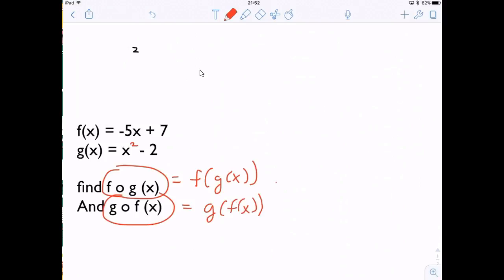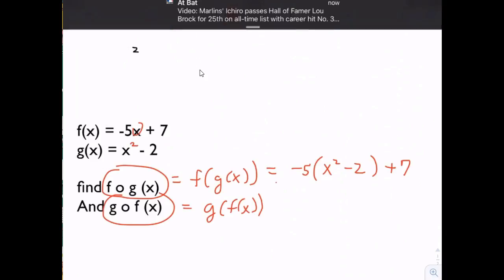So first we'll do this one. We're going to put g inside of f, so we're going to have negative 5 with the x here, and we're going to replace this x here with the g function. So we're going to put x squared minus 2 in the middle. And if you don't need to simplify, we're done. So I'm just going to leave it like that for now.